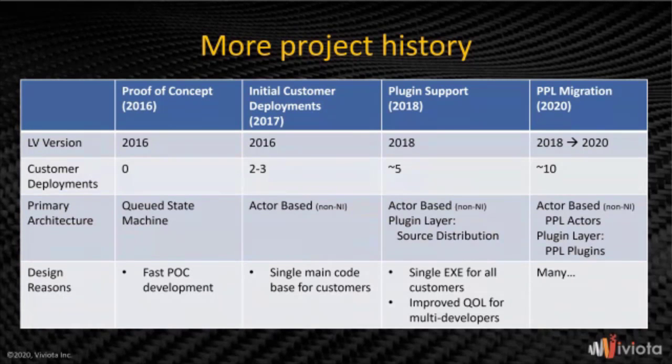In 2018, we transitioned to add true plugin support. We had about doubled our customers at that point again, still actor-based. Now we added in a plugin layer. We went with a source distribution plugin layer, and I'll talk about what that means here in a few seconds. So now we were deploying single executables for all customers, and it was definitely an improved quality of life for our multiple developers.